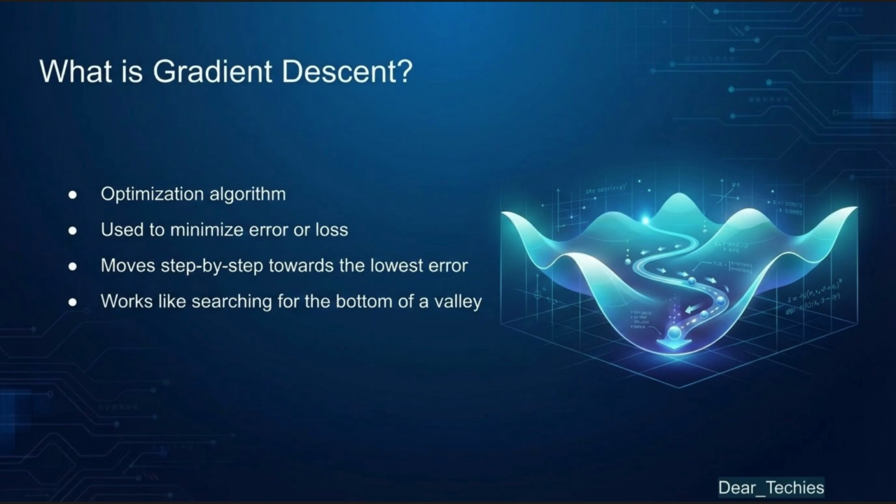Imagine you're standing on top of a hill in the dark and want to reach the lowest point in the valley. You cannot see the bottom, so you take small steps downward based on the slope under your feet. That is exactly how gradient descent works. It takes small steps in the direction where the error decreases.